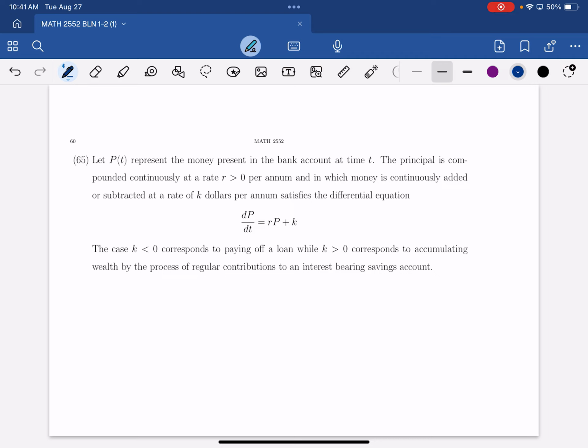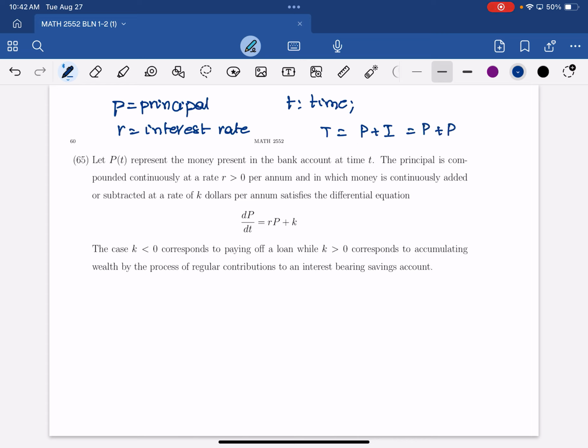Let's say it's some percent R. P is the principal, R is the interest rate, and T is the time. When the money grows, the total money is going to be the principal plus the interest. So we write P plus P times R times T, simple interest. Do you agree with me on that?